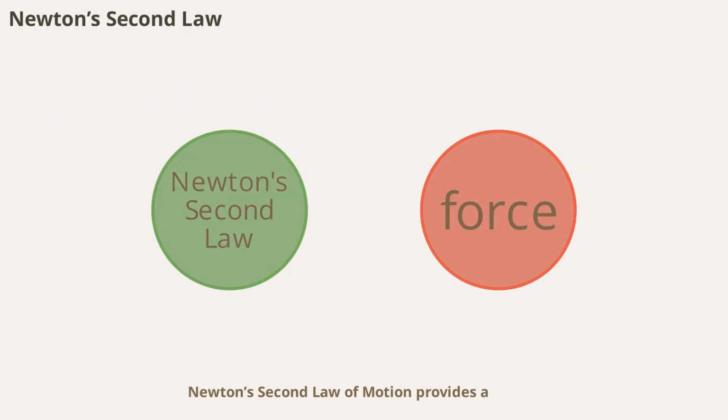Newton's second law of motion provides a quantitative description of how forces affect motion. It states that the acceleration of an object is directly proportional to the net force acting on it and inversely proportional to its mass. In simple terms, the harder you push, the faster something moves, but heavier objects require more force to achieve the same acceleration. This law forms the basis for understanding how vehicles accelerate, how athletes sprint, and how machines operate.